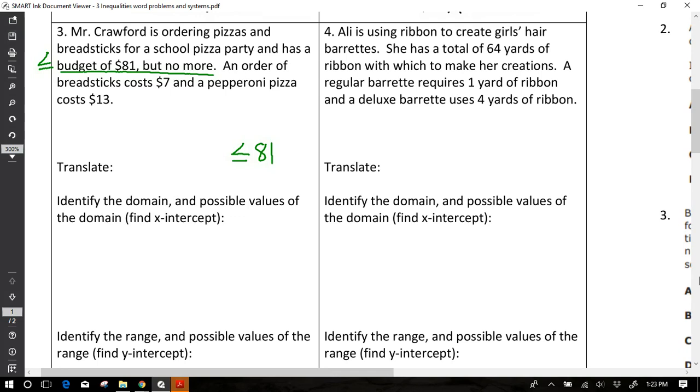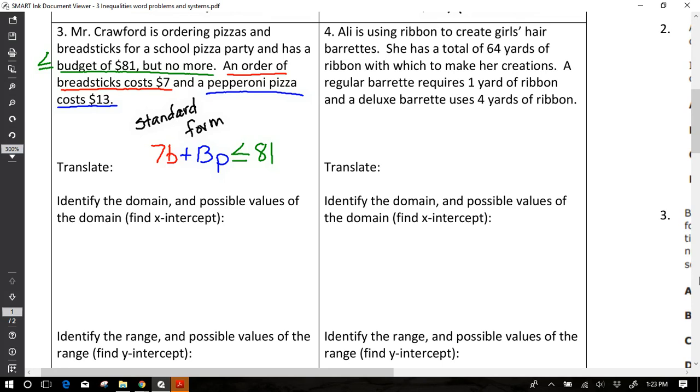An order of breadsticks will cost me $7, so $7 for breadsticks. And a pepperoni pizza will cost me $13, so plus 13 for a pizza. This equation, the information provided to me, was in standard form. So it's important to remember how to translate equations from standard form.